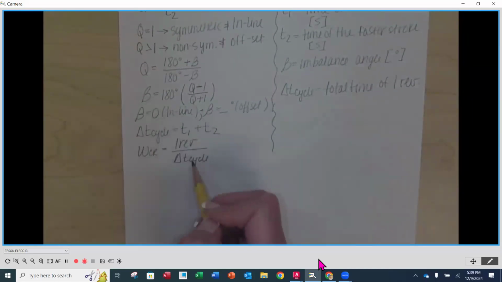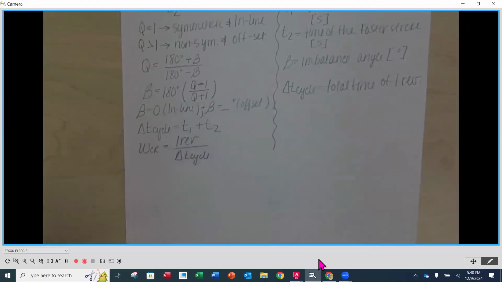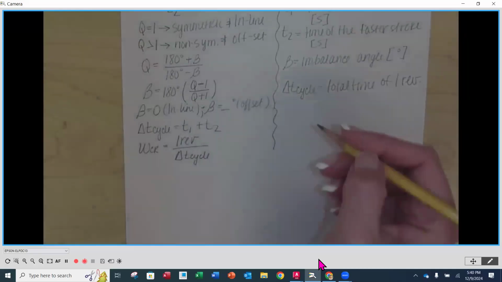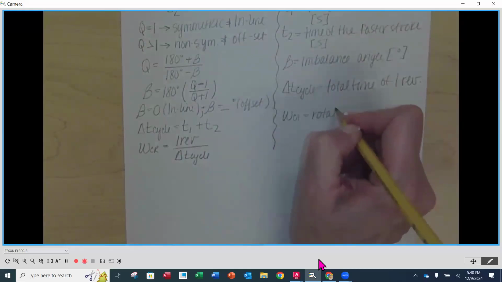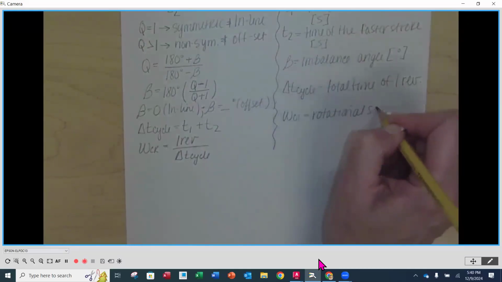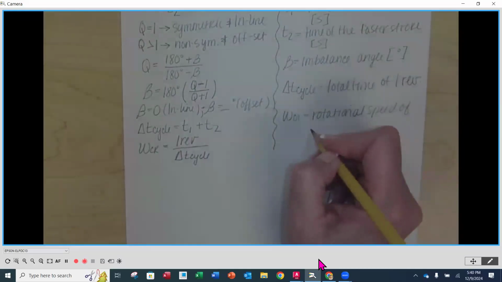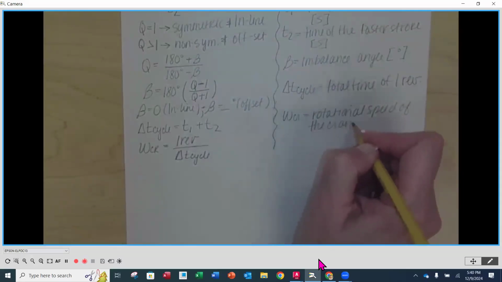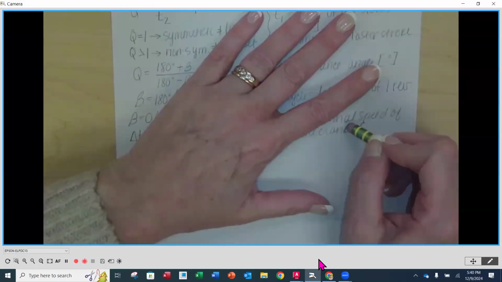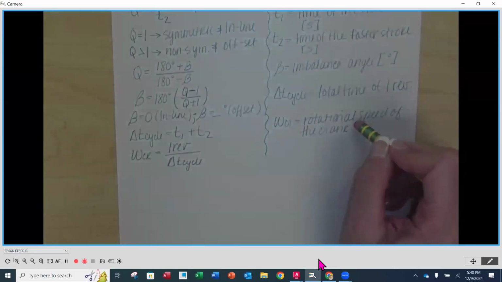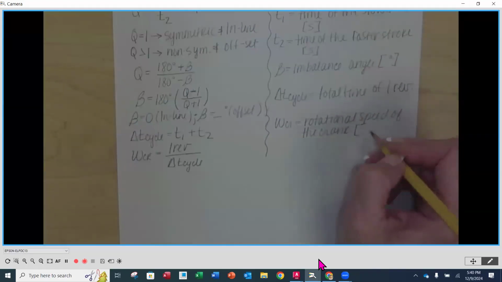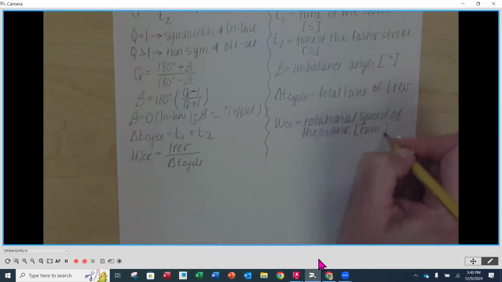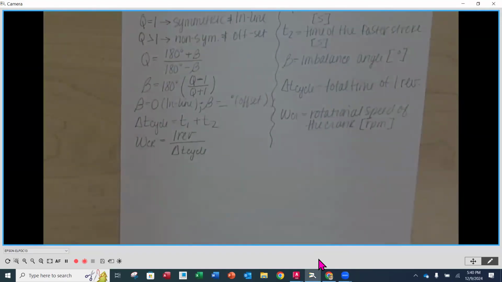Many times this total time is going to be in seconds, but we're going to want to report it, as we know, in RPM. So W crank is going to be equal to the rotational speed of the crank, and it's always going to be in RPMs. In this particular chapter, there is no converting to radians per second or anything like that. This will always be in RPMs.